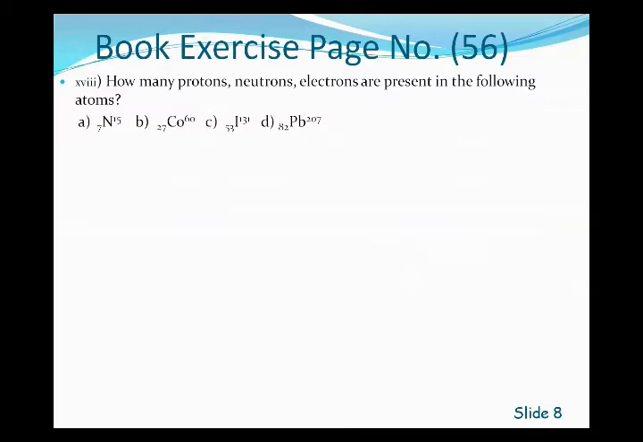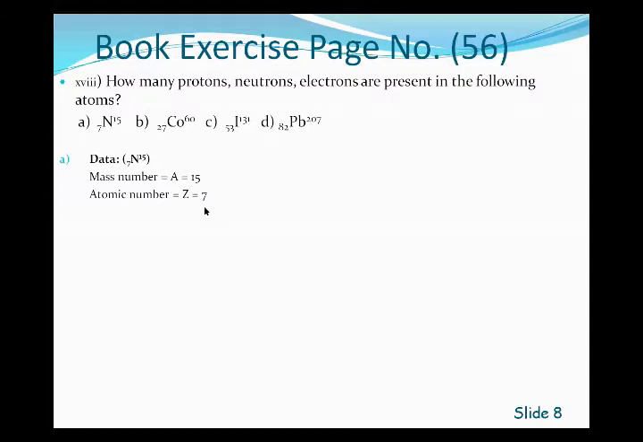Now, first we have nitrogen, and the mass number is 15 and the atomic number is 7. Mass number is denoted by capital A and is equal to 15. This is 15, okay? On the top position is the mass number, that is 15. Then this is the atomic number. It is denoted by capital Z, and it is on the lower position, that is 7.